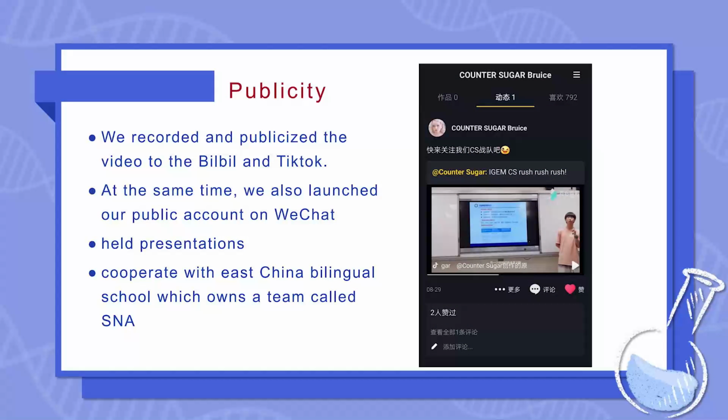Secondly, it's about publicity. We recorded and publicized the video to the Bilibili and TikTok apps. At the same time, we also launched our public accounts on WeChat. Therefore, we can introduce to people the pathology knowledge about diabetes and the project we are working on. We also held presentations about our program on and off campus, which allowed us to get some attention and feedback from the crowd.